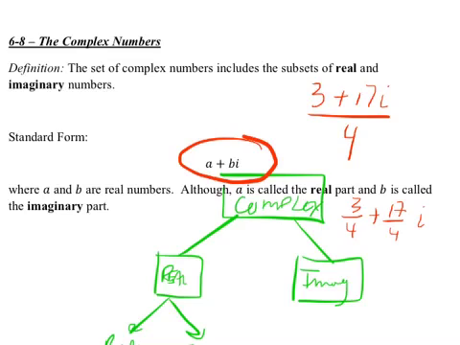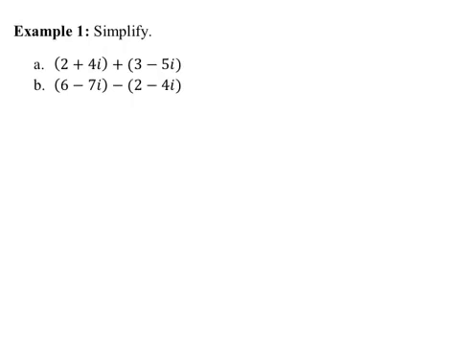And please remember, the real part is A, the imaginary part is B. The I just indicates that this whole thing is imaginary, or the whole thing itself is complex. But the 17/4 is called the imaginary part, even though the number 17/4 itself is real. Kind of counterintuitive there. Look at an example of this.